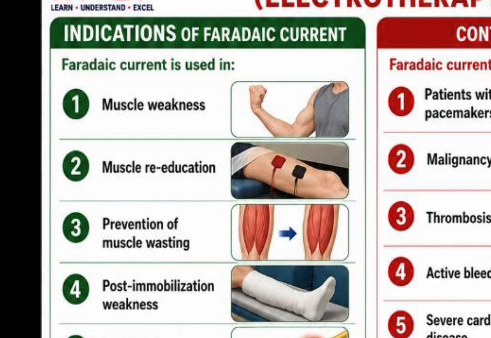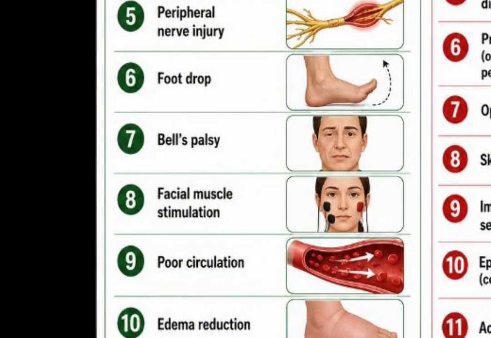Prevent muscle wasting, we have talked about it. You use it for post-immobilization weakness after a surgery. Maybe the patient just went through a knee surgery or a tendon transfer or an ankle surgery or any surgery, so you could use it because the patient is immobilized. The next one, peripheral nerve injury. A patient could have a peripheral nerve injury like sciatic nerve damage. It could be a common peroneal nerve injury, a tibial injury, a radial injury, any injury. Foot drop, maybe a patient has damage to the common peroneal nerve or the sciatic nerve, so you can use it for foot drop.